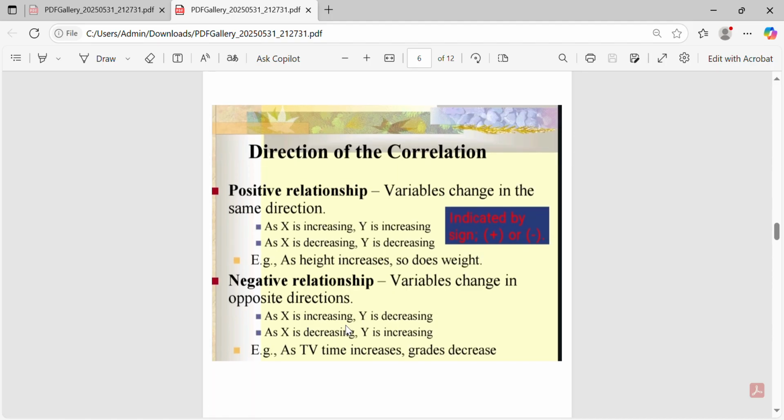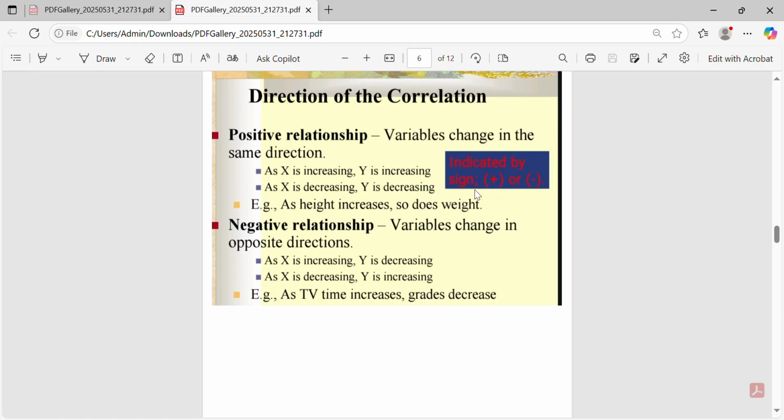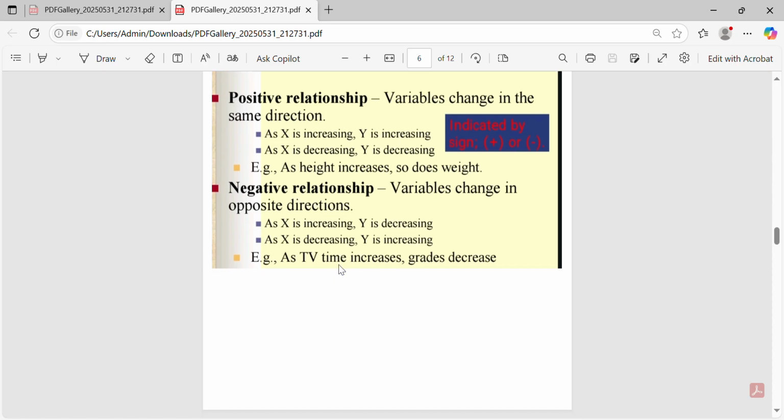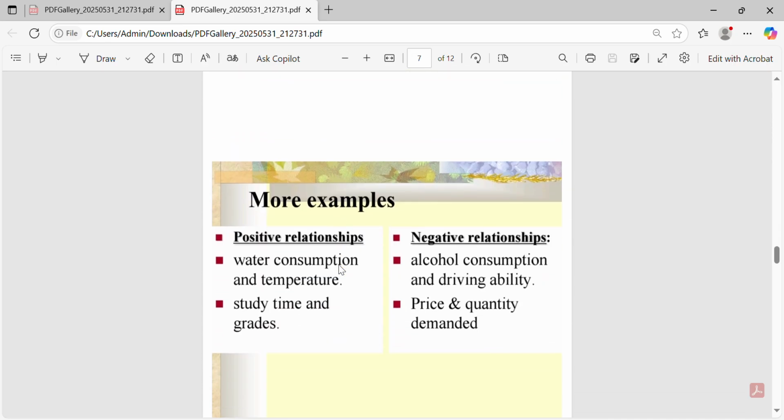Regarding the direction of correlation, in a positive relationship the variables change in the same direction. If x increases, y increases. As I said, as height increases, so does weight. The sign is indicated as plus or minus. In a negative relationship, the variables change in opposite directions. If x increases, then the other will decrease automatically. They have negative and positive correlation.